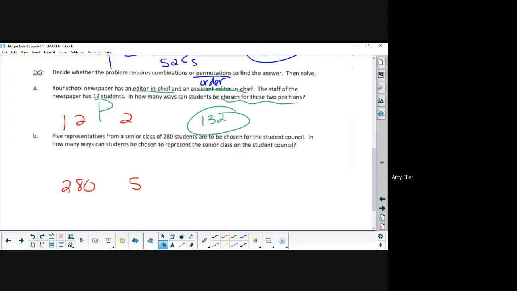B, does order matter in B? No. 5 representatives for the student council, order doesn't matter. You get a really big number. If your calculator says E and then 10, that means times 10 to the 10th. So move the decimal 10 places. If you run out of numbers to move it to, you fill them with zeros. So 1, 3, 8, 3, 6, 1, 3, 0, 0, 6, 0.